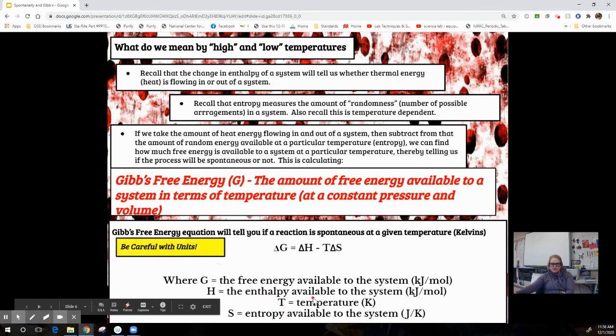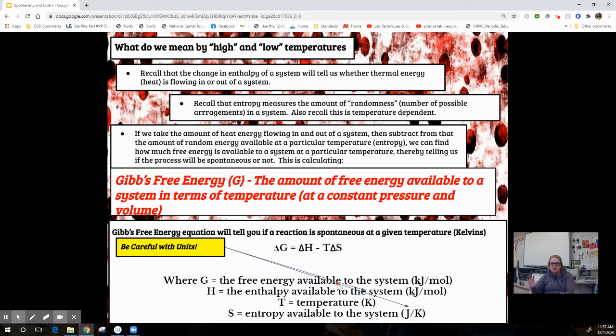Notice that I got to be careful with units here. Temperature here is in kelvins, and so if I give you a temperature in Celsius, make sure you add 273 to get kelvins. And the entropy values you're going to find in your data booklet are going to be in joules. So to solve this equation and make sure all my units match, I'm going to have to convert joules to kilojoules. So pay attention to that.